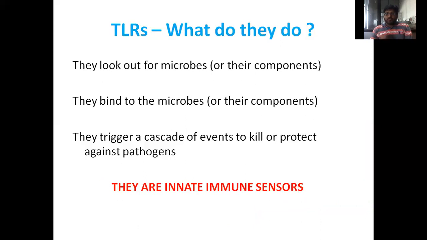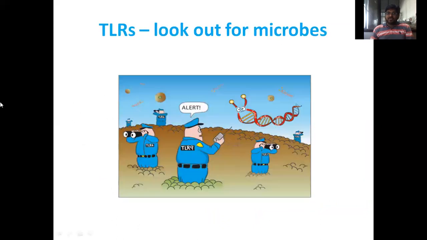What they do is look out for the microbes or their components on the cell surface. They bind to the microbes or their components. They trigger a cascade of events to kill or protect against the pathogen. They are the immune sensors. Here you can see these are the security, and they are going to alert the cell system if any component of microbes is present on the cell surface. Look out for the microbes.